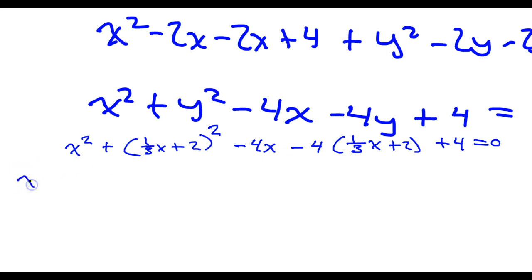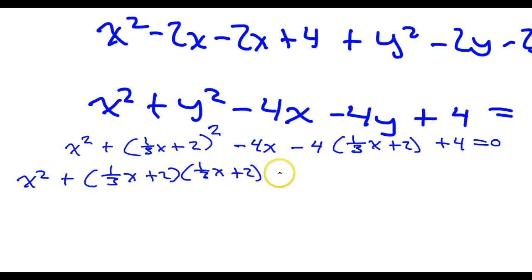Okay, so I've still got my x squared. Now this, I'm going to have to write as the same thing twice: (1/3 x plus 2) times (1/3 x plus 2). Now I've still got my minus 4x. I'm going to have to do the distributive property just once, but negative 4 times 1/3 x, that's negative 4 over 3x. Negative 4 times 2 is negative 8. And I've still got this plus 4 equals 0.